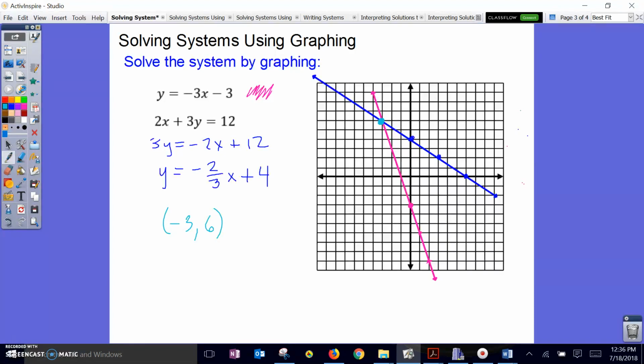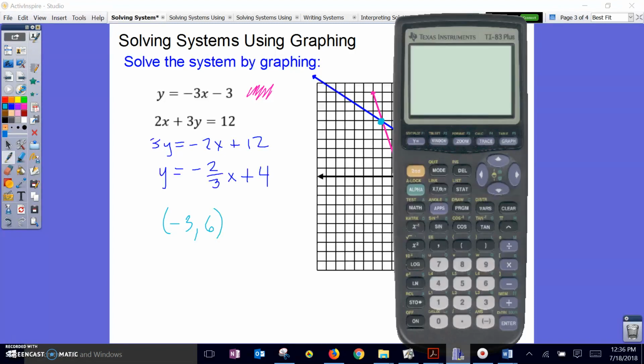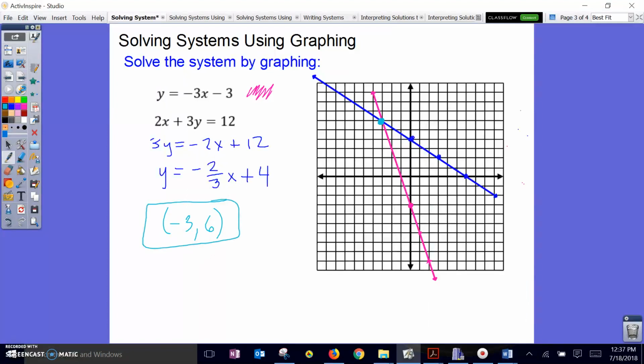And now I want to test this in the two original equations. I put negative 3 in for x in the first equation, and make sure that it gives us 6. And it does. And in the second equation, I'm going to put both x and y values in the left-hand side of the original. 2 times negative 3 plus 3 times 6. And if this is correct, it should be 12. And it is. So our answer checks out. And that's the solution to that system.